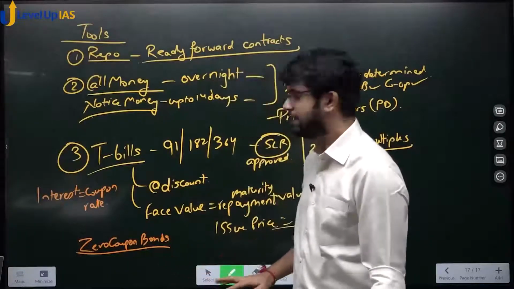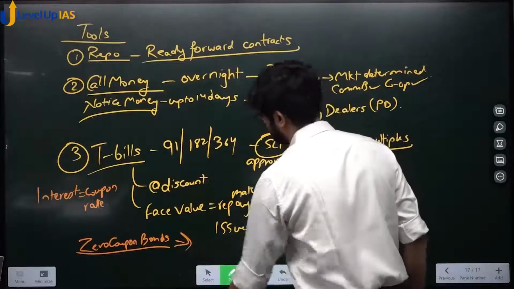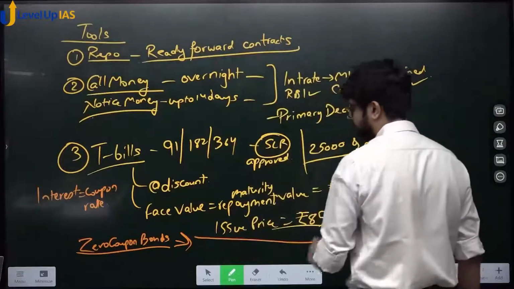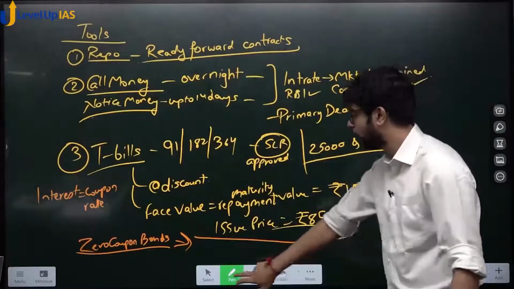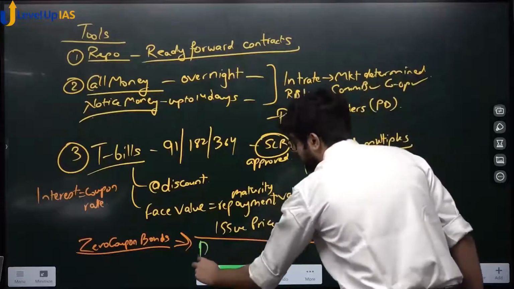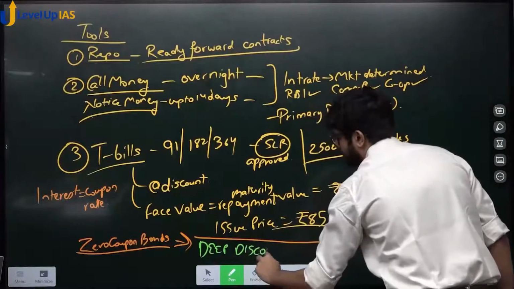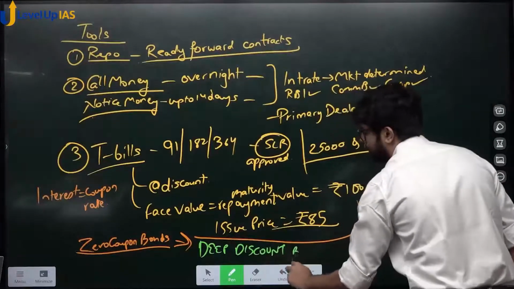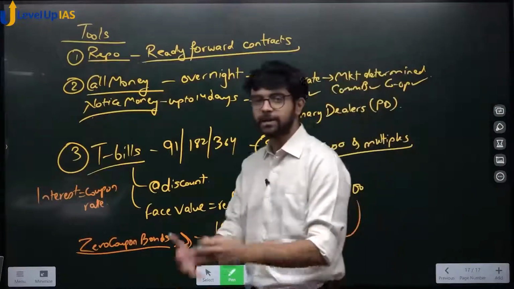Okay? Zero coupon bonds have been given one more name. See this, you will understand why. There is a discount, quite a lot of discount. So zero coupon bonds are also called deep discount bonds. Simple. Deep discount bonds, because the discount is deep.